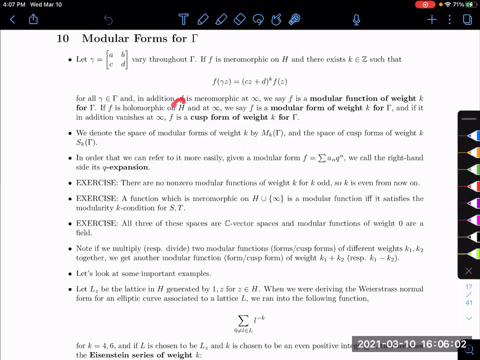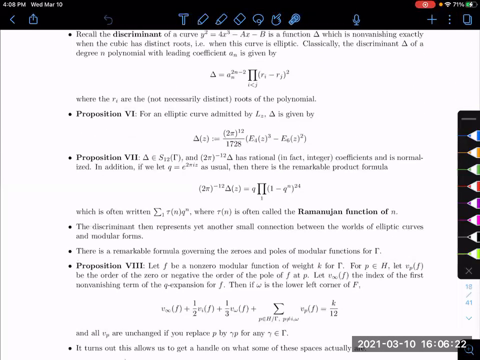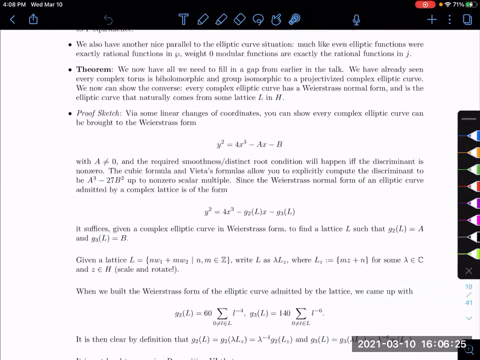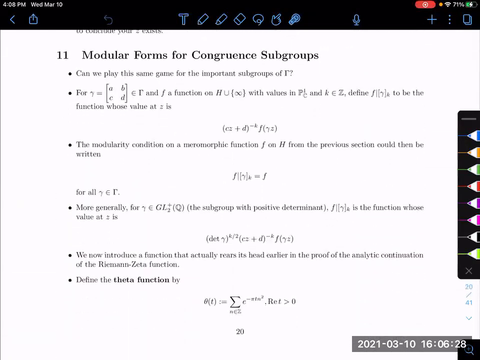If it's holomorphic on H and at infinity, in addition to all that, then we would call this a modular form of weight k. And if in addition to even all of that, it vanishes at infinity, then we call f a cusp form of weight k for SL2Z. Today, I'm not going to review everything we covered last time, but we're going to have to not only define modular forms for the entire big group SL2Z, we're going to have to learn how to define modular forms for special important subgroups of SL2Z. And you have to be a little bit careful doing this.